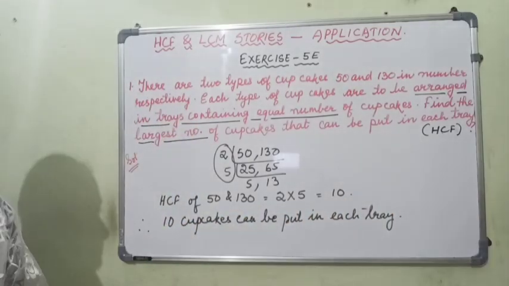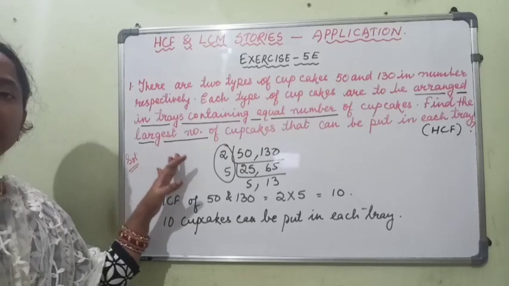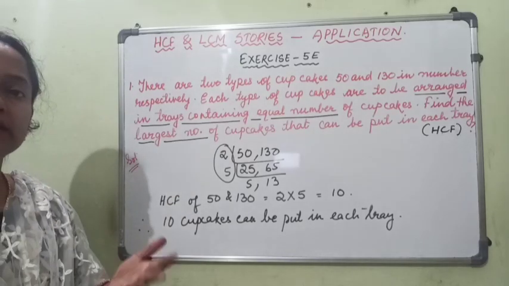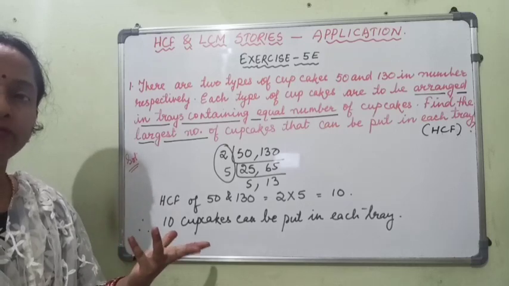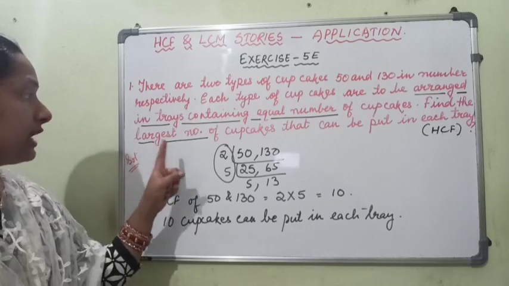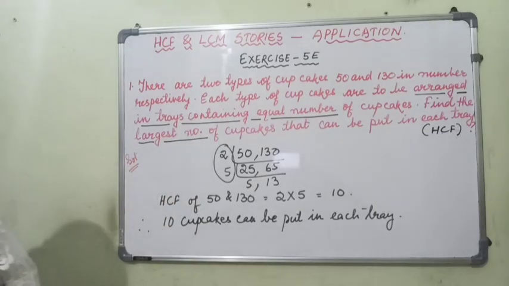Right? So this is the way we are going to solve the sum. First of all, we identify whether we need to find the LCM or HCF to solve it. That identification can be done through some keywords present in the question. Okay, now let us move to the next question.